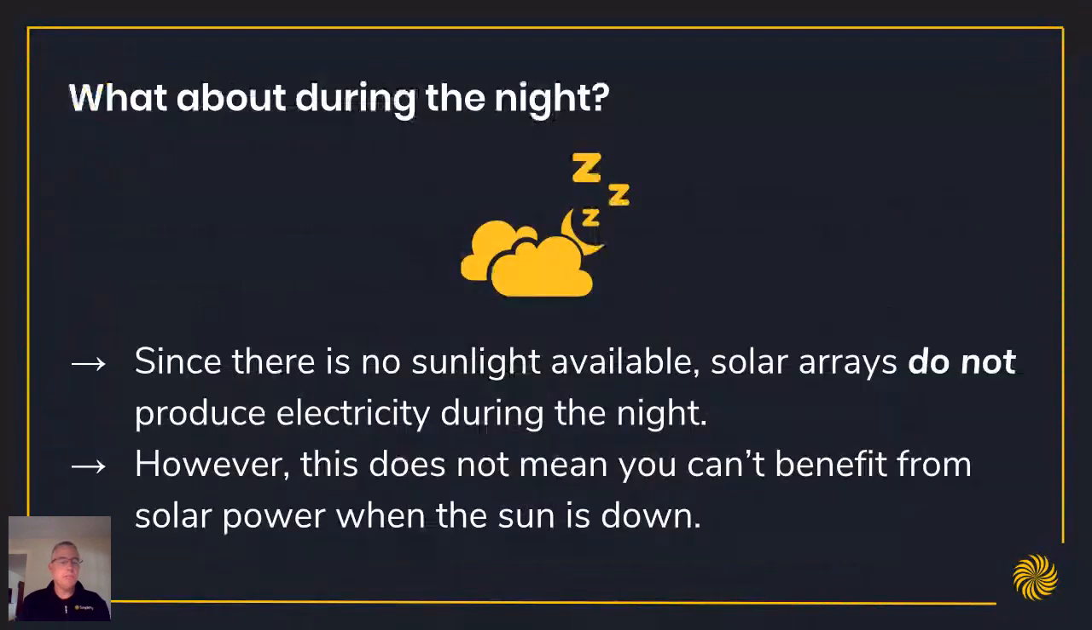What about at night? This is a question that we get pretty frequently as well. There isn't any sunlight available at night, so your solar panels, cells, are not producing electricity at night. However, that doesn't mean that you can't benefit from solar power even though you're still using electricity when the sun is down. The way that you're still able to benefit from having a solar array, even though you still use electricity at night, is via net metering. And we'll get into that a little deeper next.